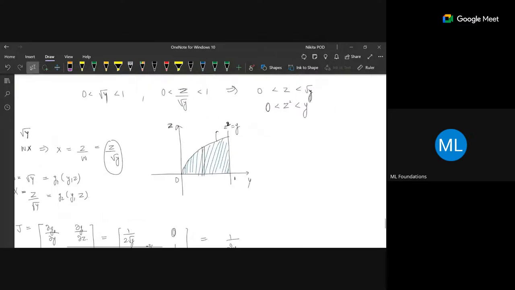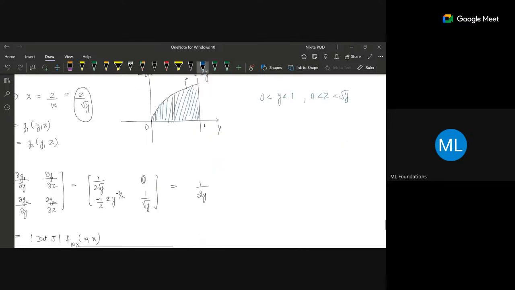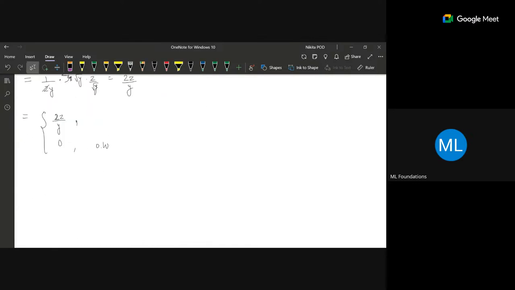So you can just put y varying from 0 to 1 and z varying from 0 to root y. Yeah, this you can put here.